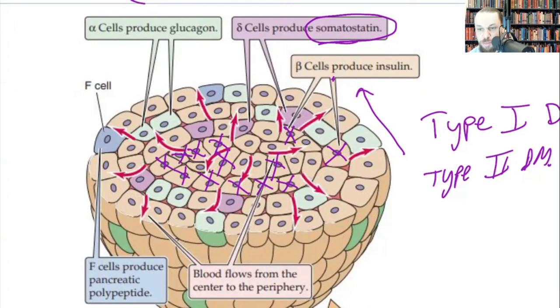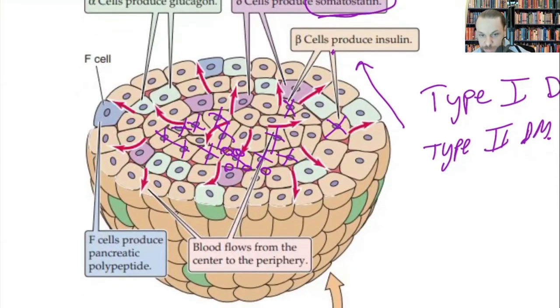The other important factor is that these hormones are going to be taken up by the bloodstream. What makes it an endocrine response is that it communicates through the capillaries found between the cells of the islets of Langerhans. You see how the blood flows from the center to the periphery, and the goal of this is to take up those hormones and distribute them into the bloodstream so they can flow throughout the body.